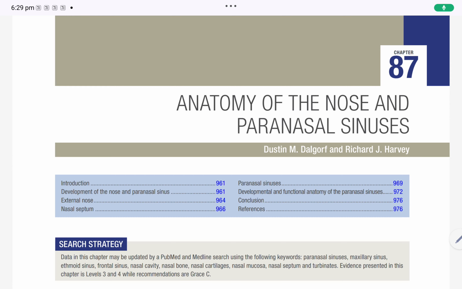Scott Brown's Rhinology, Chapter 87, Anatomy of the Nose and Paranasal Sinuses. We are going to learn about the nasal septum.